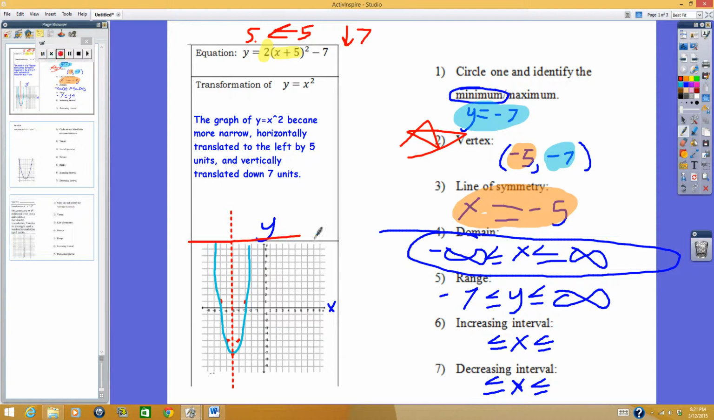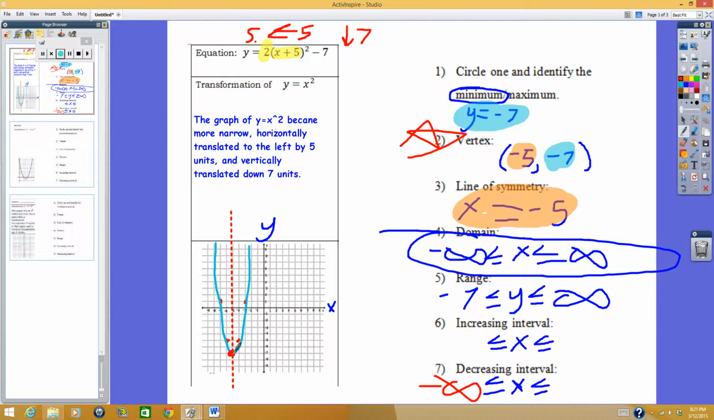So, you read it from left to right, just like you read a book. That's how we read graphs. And it starts to decrease first. So it starts decreasing at negative infinity, right? Because that's where our graph started. And it stops going down right here.